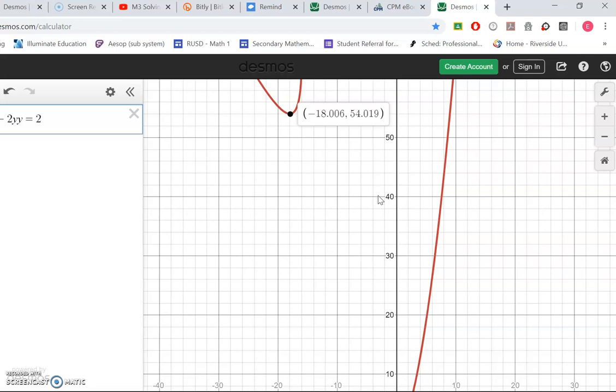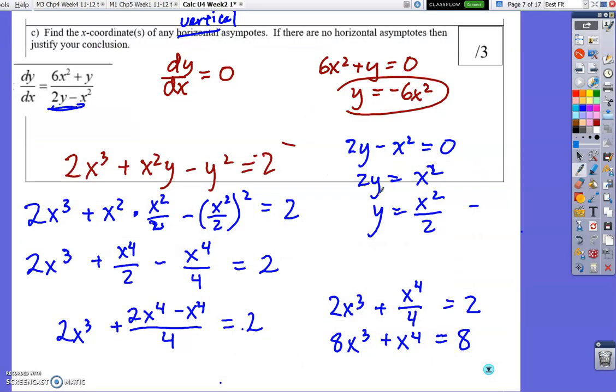The one on the other version, I was, like I said, much more careful about it. It has one. We would have to check it. We plug it in, we'd find out it's negative 18. A problem like this, they wouldn't give you without the calculator. X coordinate, that's it. So that's vertical.